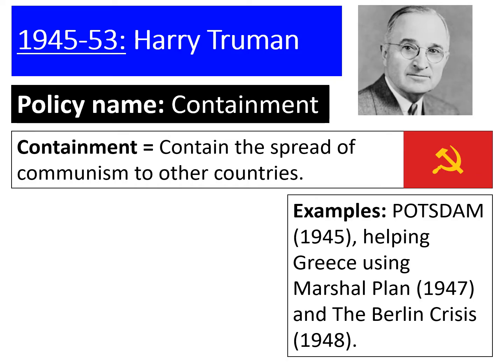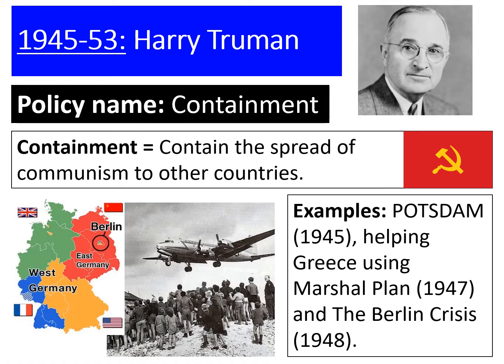Probably the most famous example of containment being used is the Berlin crisis in 1948. So in the Potsdam and Yalta meetings, which are the two meetings as World War II is ending, one of the things that's agreed upon is what they should do with Germany now that the war is over.